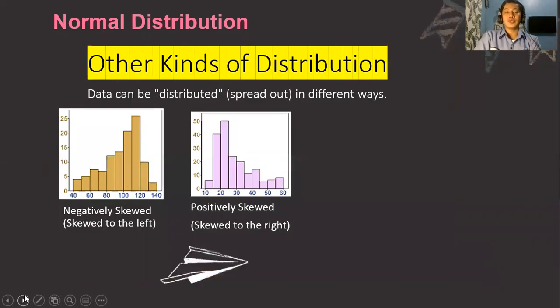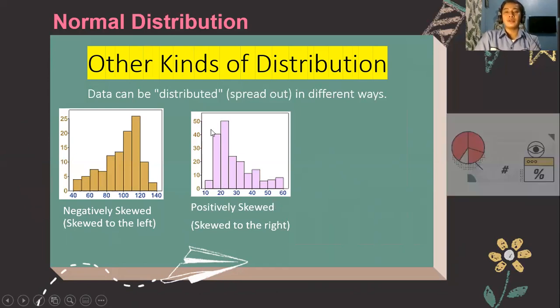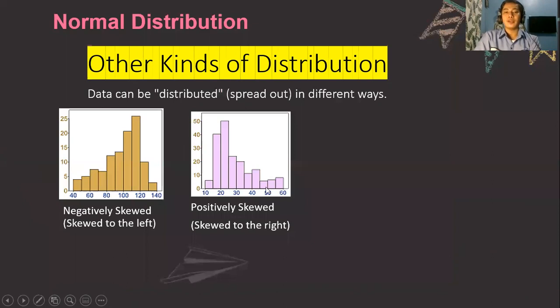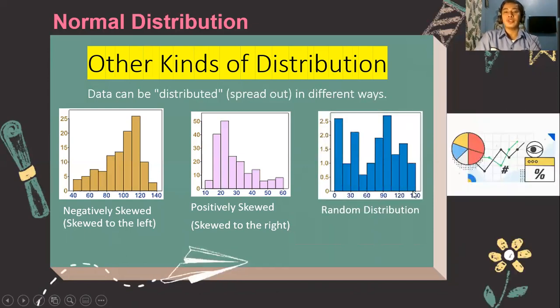We also have positively skewed or skewed to the right. So notice that there is a high frequency on the left side of the distribution and a low frequency on the right side. So it is skewed to the right. An example is the number of poor people in slum areas. They are concentrated below, and there are only few rich people in slum areas. And we also have the random distribution. So anywhere, on the lower extremes or higher extremes, or in the center, they could have different frequencies. So that is a random distribution.